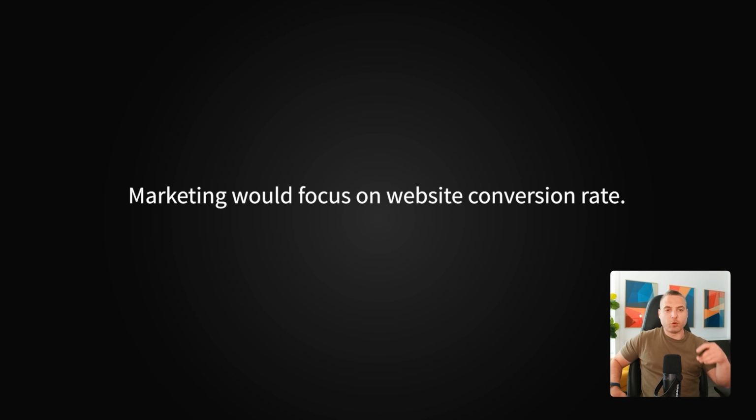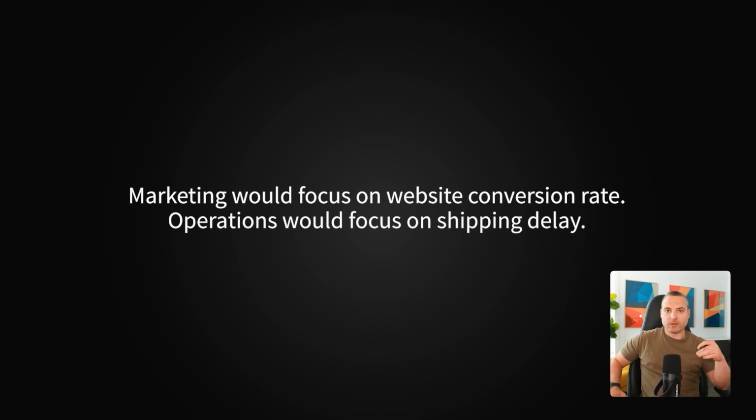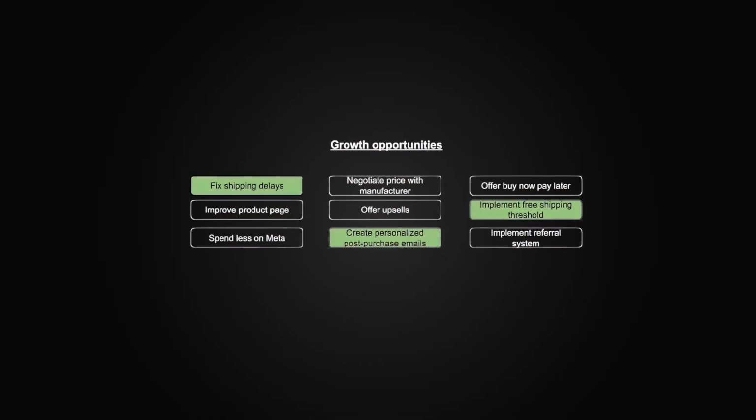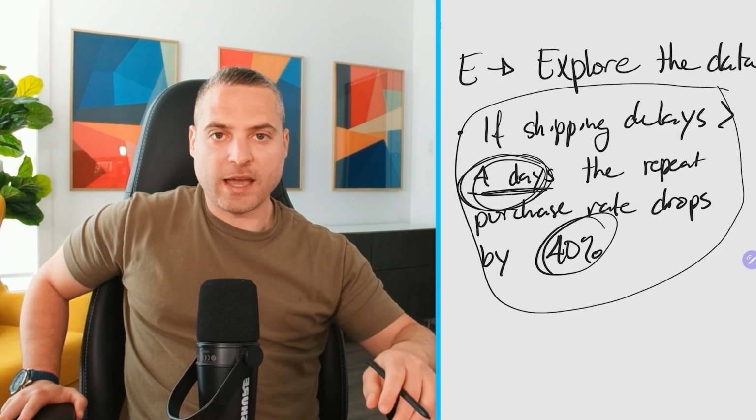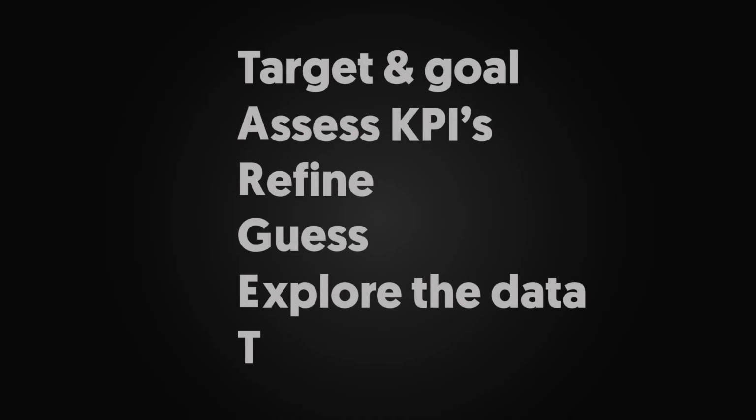Maybe marketing would focus on website conversion rate. Operations would focus on shipping delay. Maybe the team that is responsible to buy the product or to manufacture the product would work on the product quality so that we have a high repurchase rate. Again, all tied back to profit margin. So now we have all of these opportunities that we listed. We choose the high impact ones and now we take action. Which brings us to the last step of the target framework, which is T, to take action.